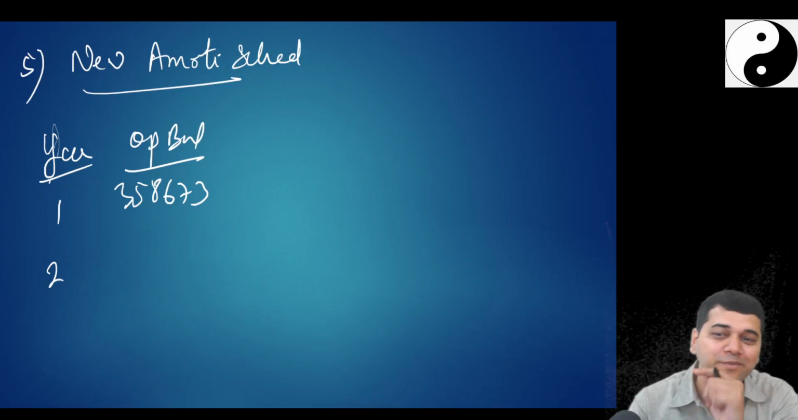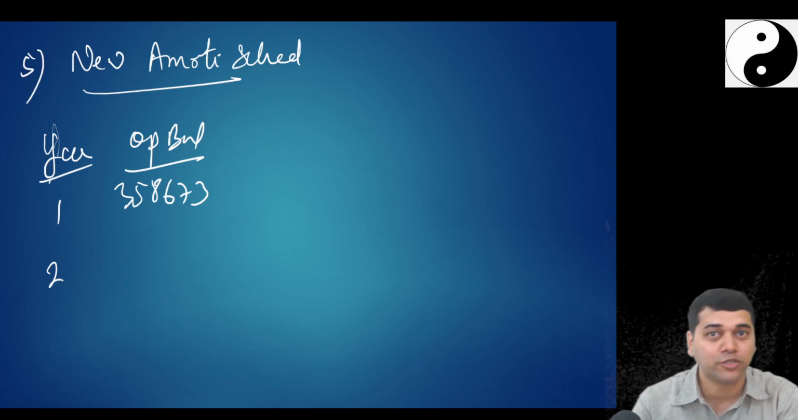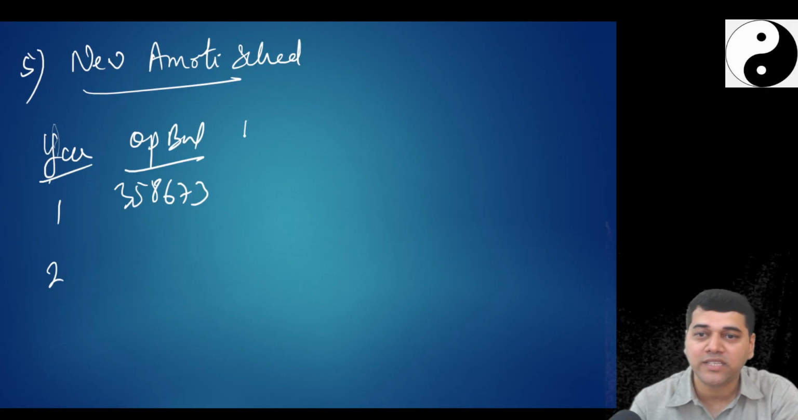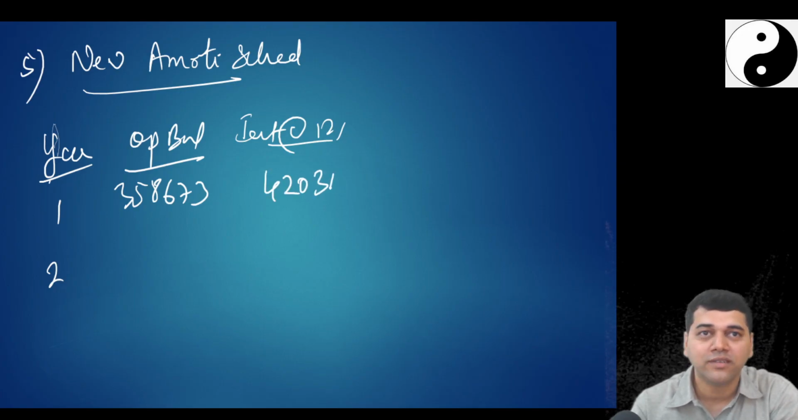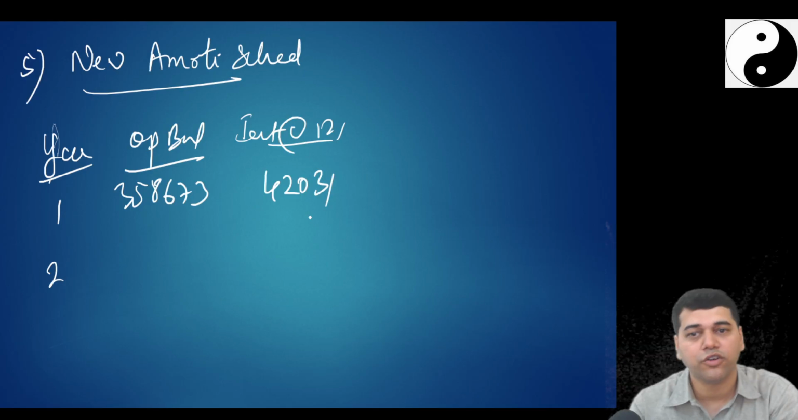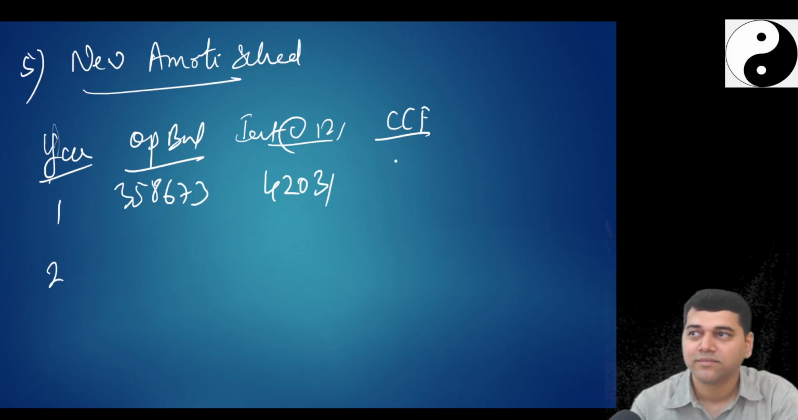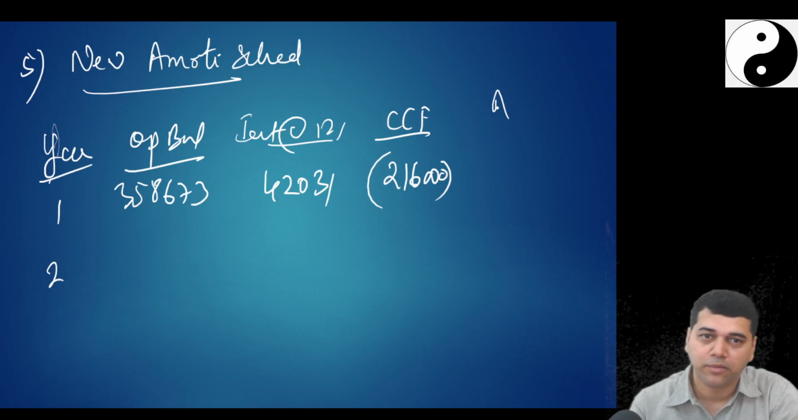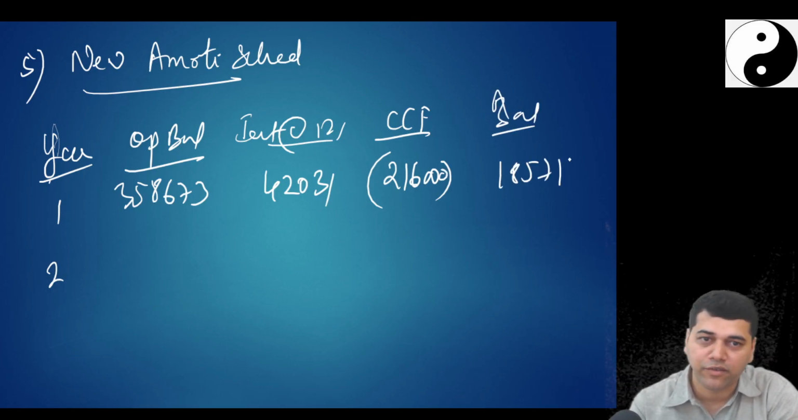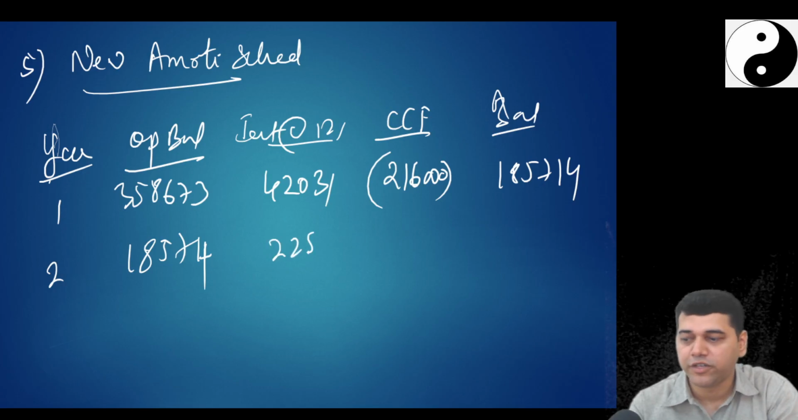If you had not understood, you would have asked me what this number is. You would have wondered what this number is. That flow you should get. What should I enter there? What is my interest? 42,031. Is there any CCF? Yes, how much is the CCF? 2,16,000. So balance will be 1,85,714. My interest will be 22,286.